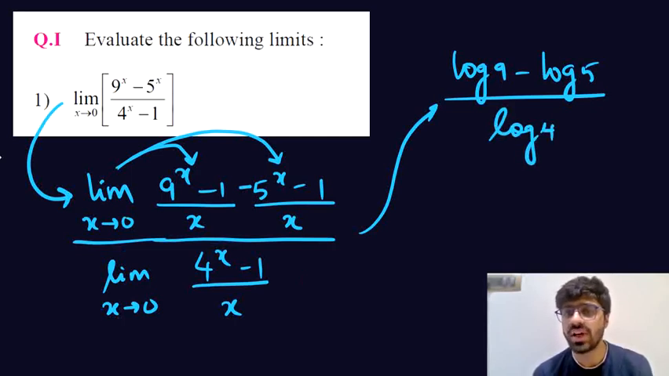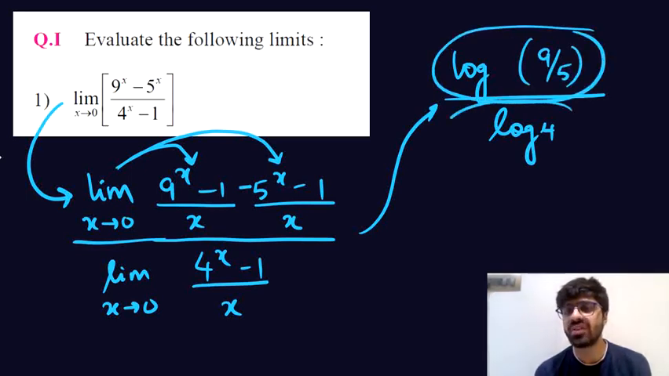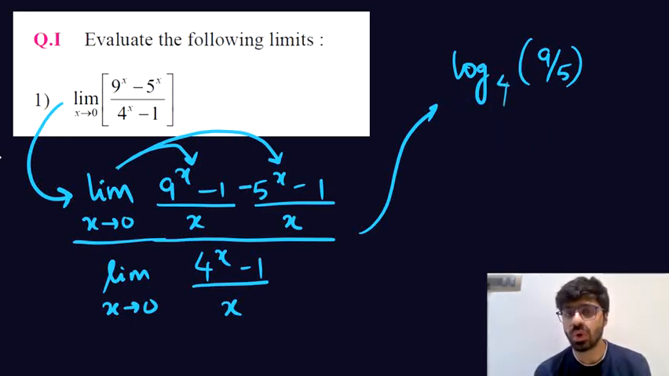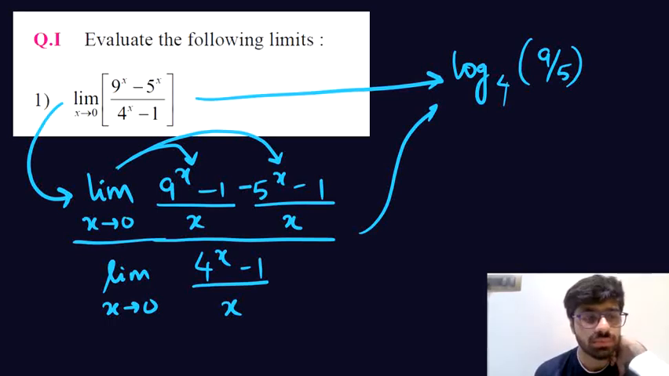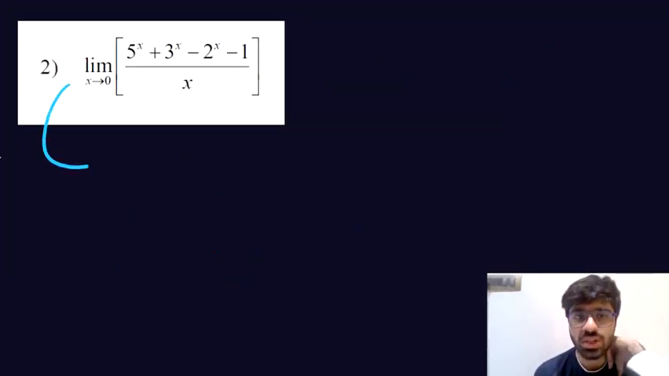You can write log of 9 minus log of 5 as log of 9 upon 5. And log of 9 upon 5 divided by log 4, you can write that as log of 9 by 5 to the base 4. And that becomes the final value of the first expression. Solve the second question in a similar way.